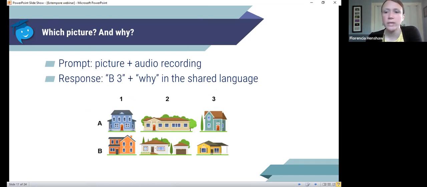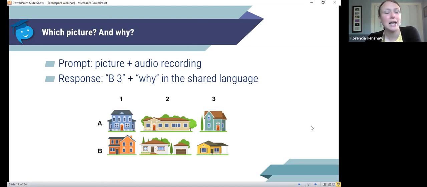A simpler way of doing comprehension would be with pictures, right? So this is picture matching. So the prompt can be the picture and audio recording. So for example, you would describe a house, one of these houses, and then the students would say which one, for example, B3, and then maybe also tell you why. So they're not just guessing. But I would say give them maybe 6 or a few more, right? So something where it minimizes the chances of them just guessing correctly, but also they can tell you why.